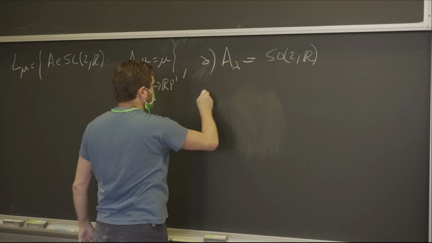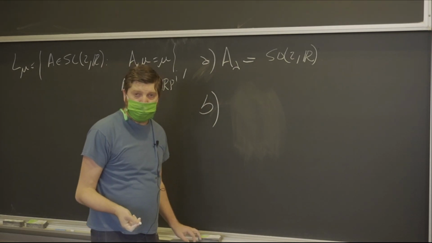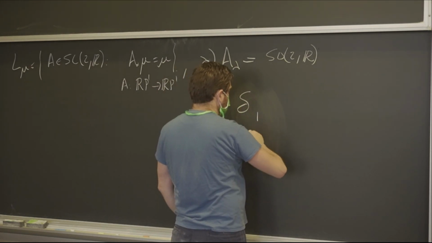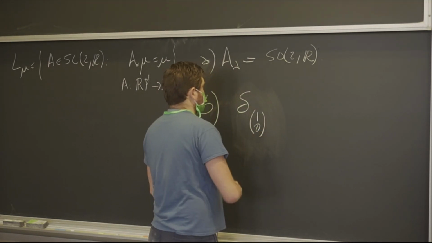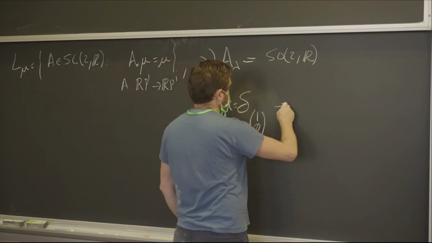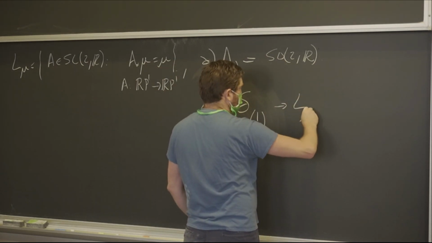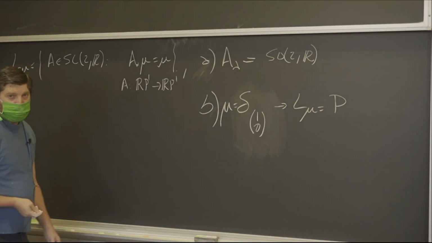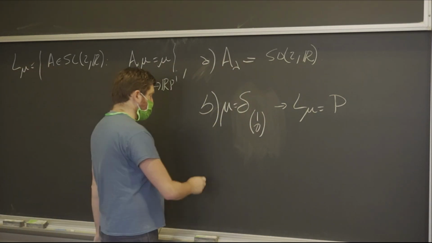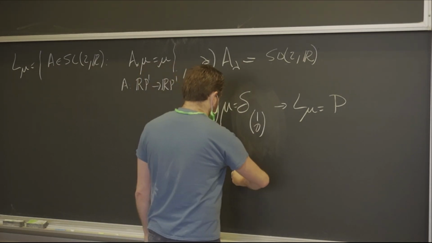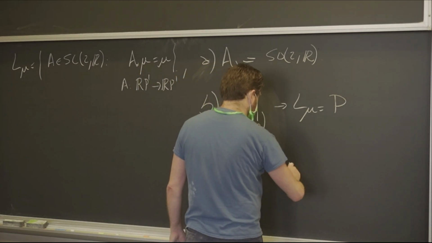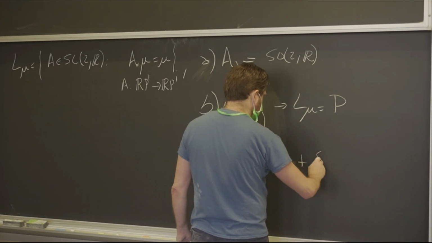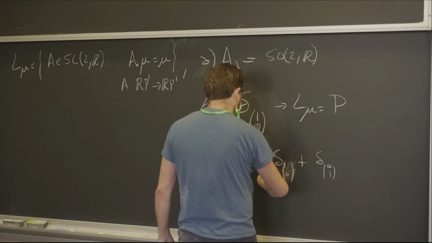Now the good news is that B has same characterization. For B, you take delta at the vector 1, 0. And then the mu is P. And then the even better news is C is also the same, is delta 1, 0 plus delta 0, 1 over 2.